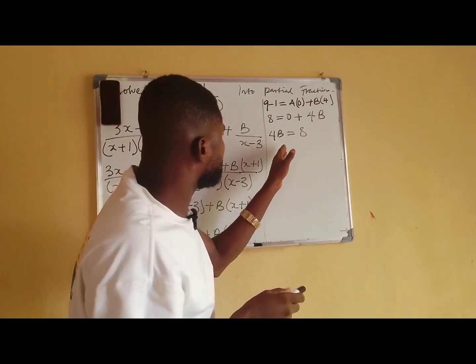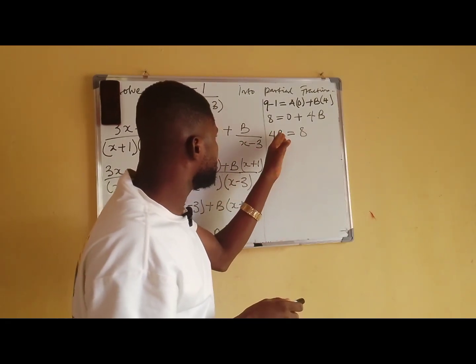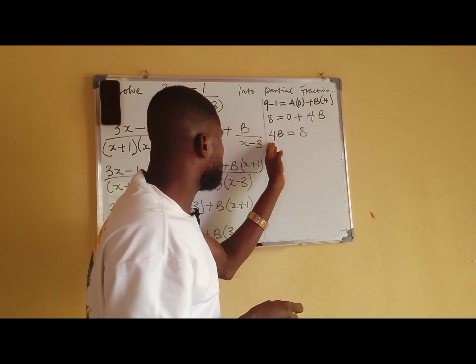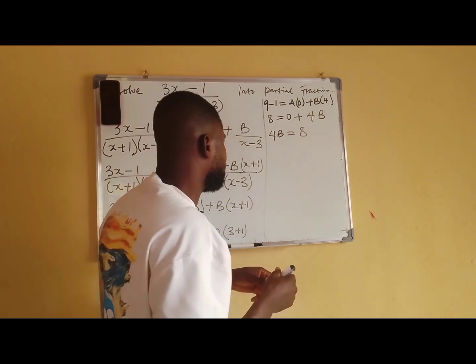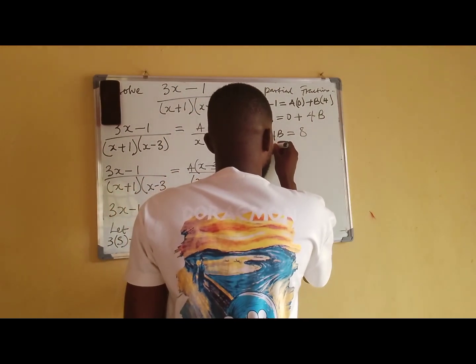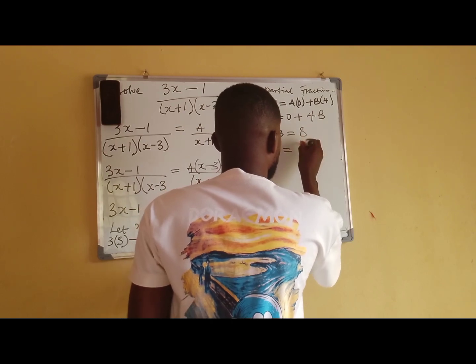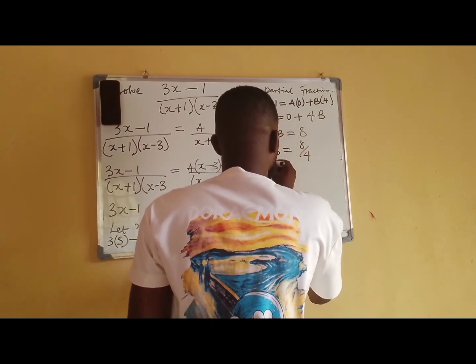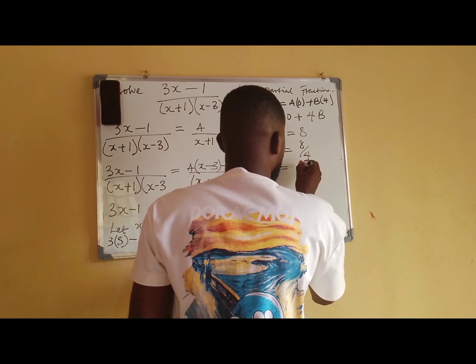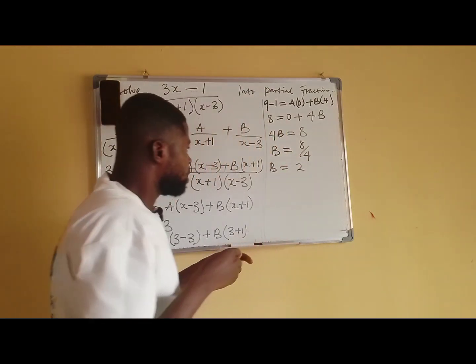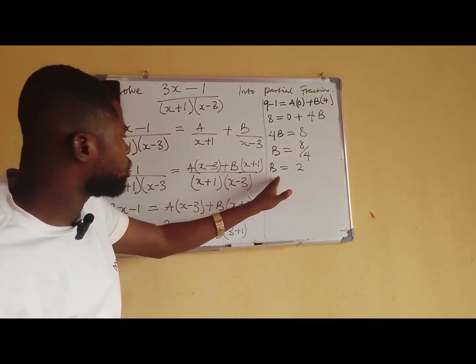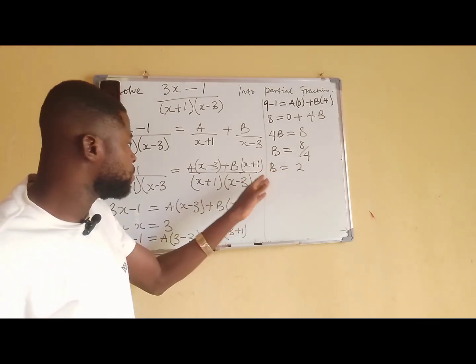Now from this point, what do we do? We divide both sides of the equation by 4 in order to make b the subject of the formula. That is, b is equal to 8 over 4, and b is equal to 2. Now we've gotten the value of b.